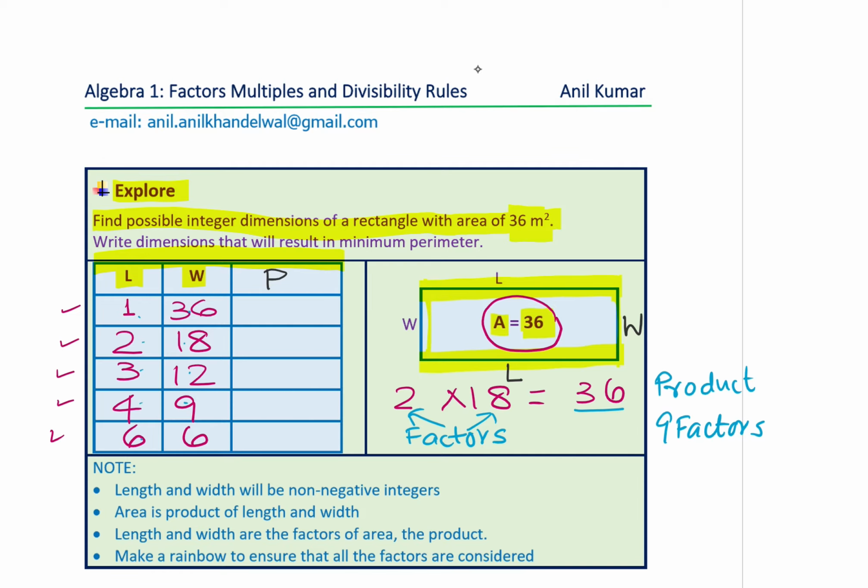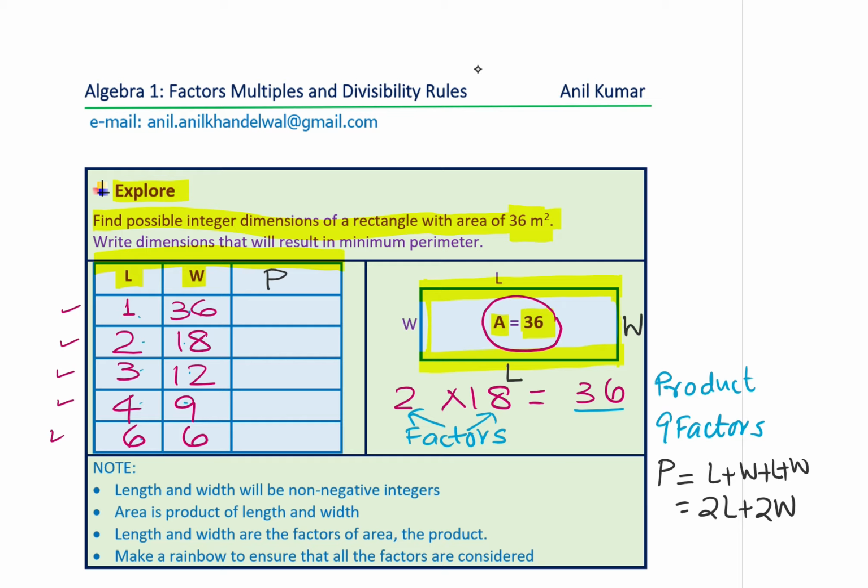So now we are looking into the perimeter P, which is actually length plus width plus length plus width. Basically, twice the length plus twice the width, right? This is what we're trying to figure out. Okay, let's do our math.